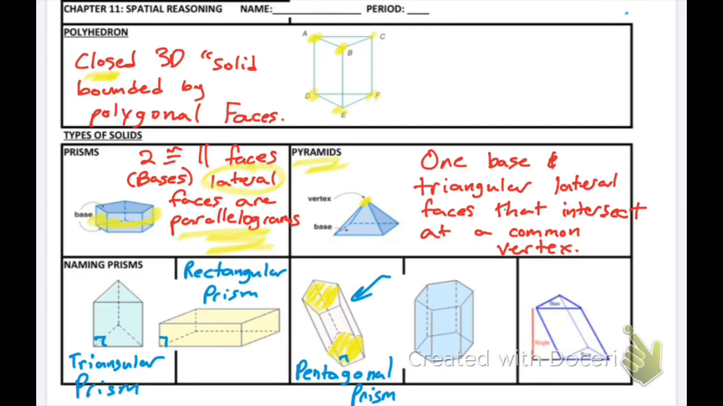It's a right angle. So this would be a pentagonal right prism. I could add "right" to all these. I probably wouldn't dock you any points if you didn't add that. But since they are right prisms, you can say it's a triangular right prism. This is a rectangular right prism. This one here, it's a pentagonal right prism.